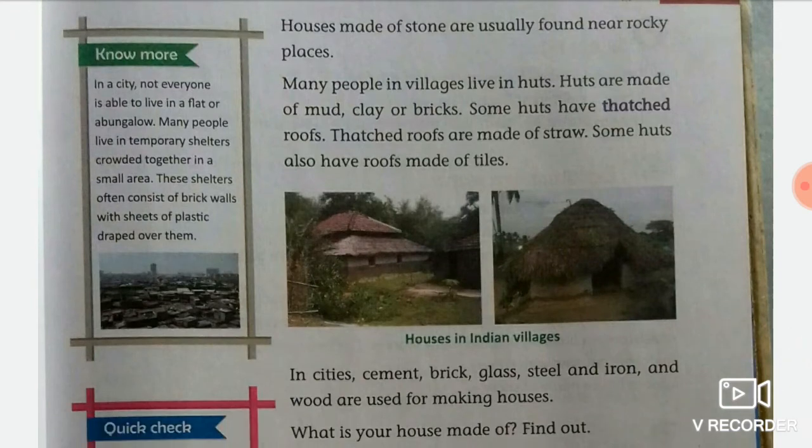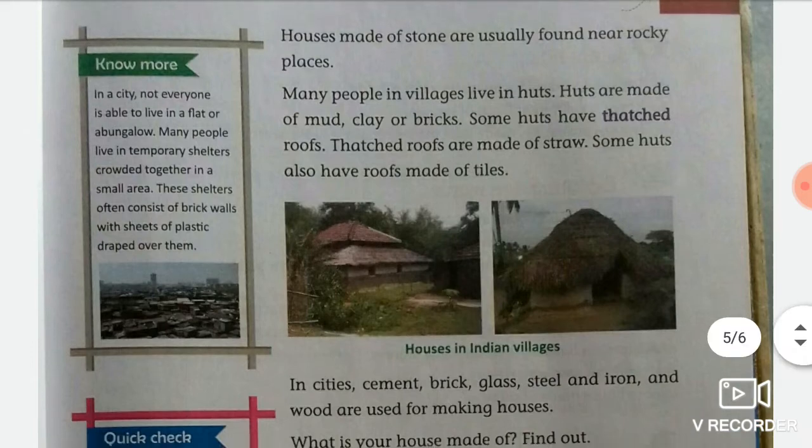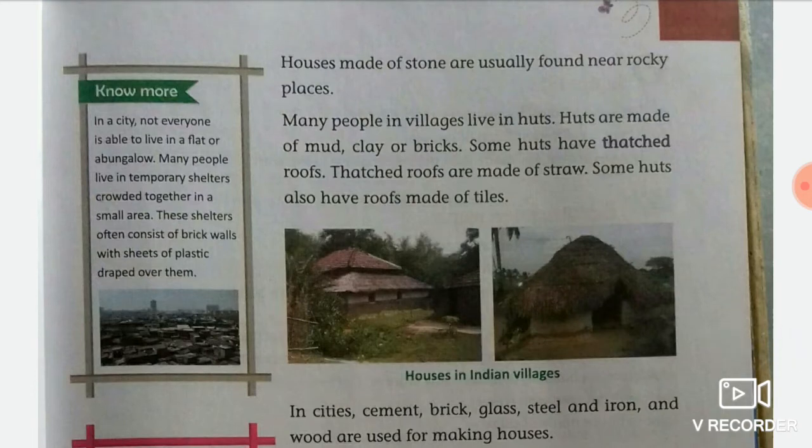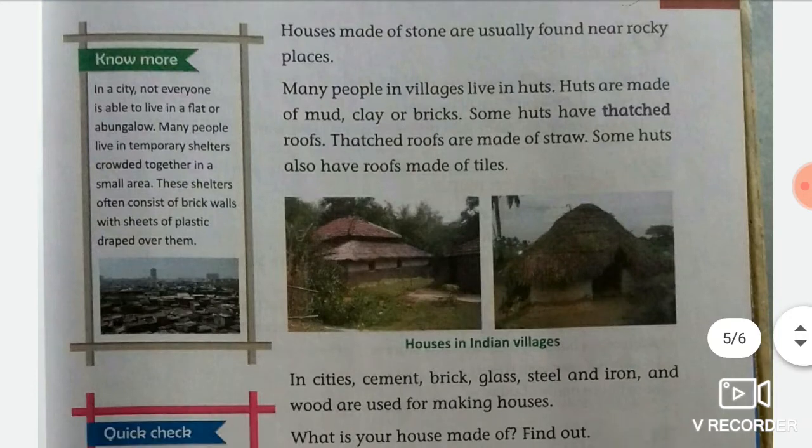Some huts have thatched roofs. Thatched roofs are made of straw. Some huts also have roofs made of tiles. So students, in our previous video, I had told you the difference between pakka house and the kacha house.